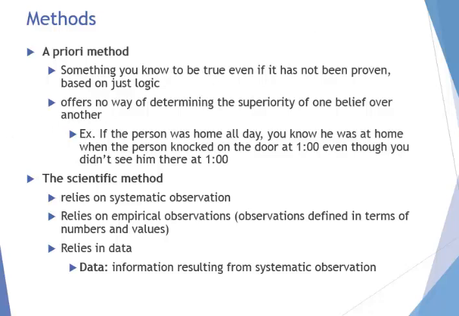I just know that it was light out at noon because I know that that's the way it always is. It's kind of taking a general rule and applying it to a specific case. The scientific method, on the other hand, which again is something that we use much more than the a priori method in terms of research, simply because when we test things, we're not testing things that we know.